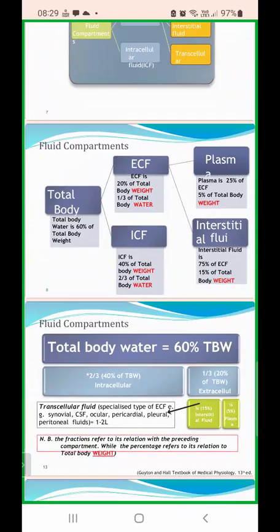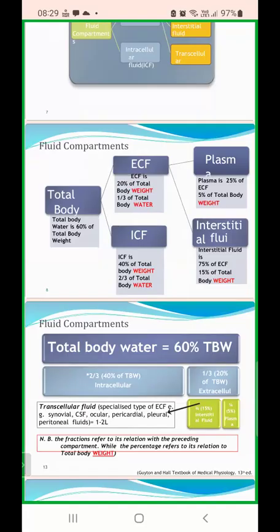And again, extracellular fluid is divided into plasma and interstitial fluid. Plasma is 25% of the ECF. Twenty percent of the body weight is ECF, and out of that, 25%, one fourth, is plasma. So plasma makes up 5% of the total body weight. Now interstitial fluid makes up 75% of the ECF, so it totally makes up 15% of the total body weight.